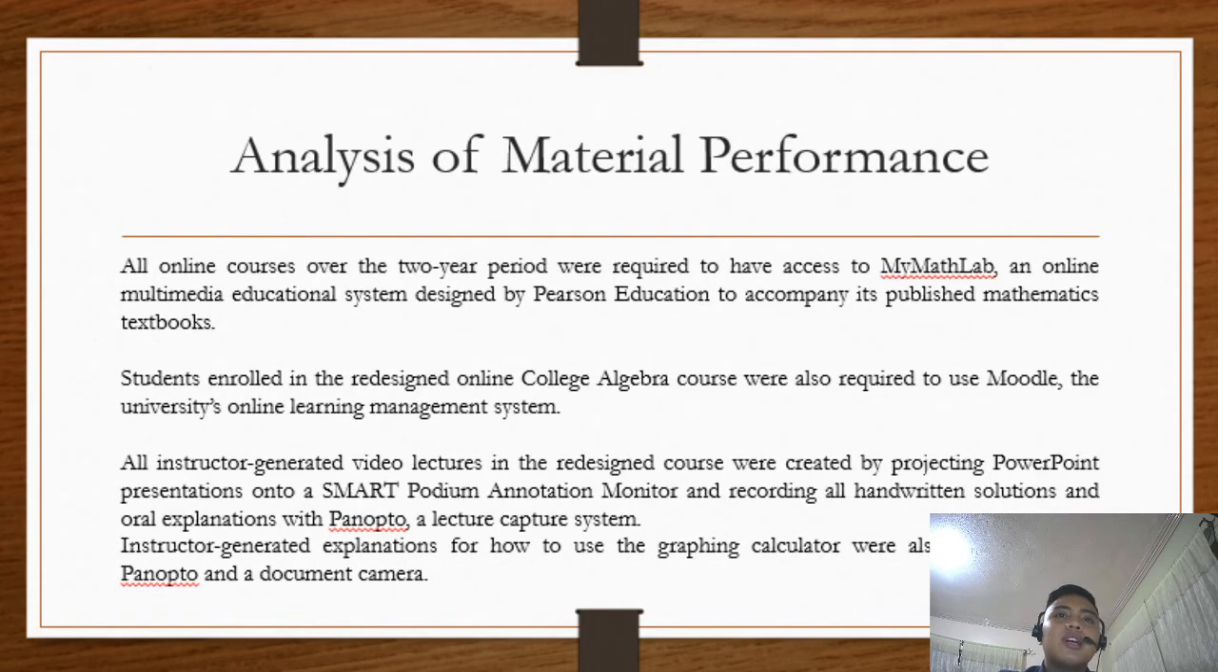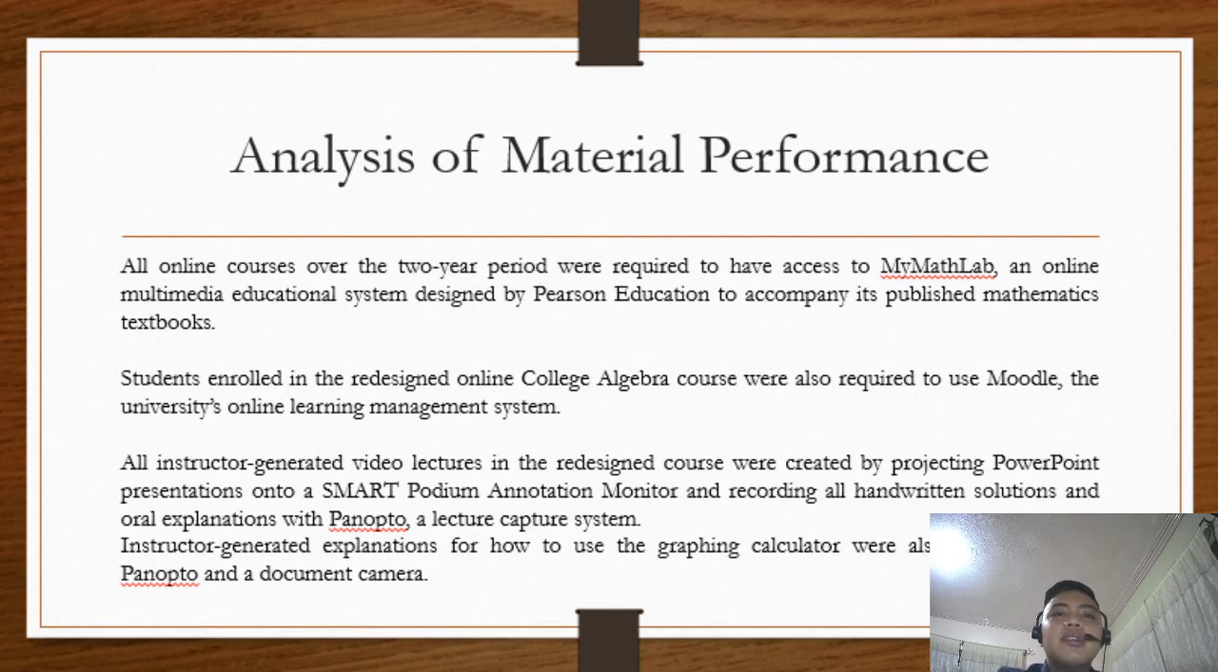Now let's move on in our analysis of material performance. All online courses over the 2-year period were required to have access to MyMathLab. It is an online multimedia educational system designed by Pearson Education to accompany its published mathematics textbook. Students enrolled in the redesigned online college algebra course were also required to use Moodle. It is the university's online learning management system.